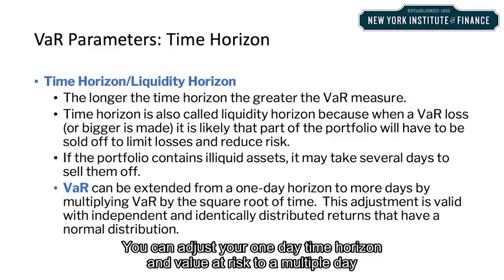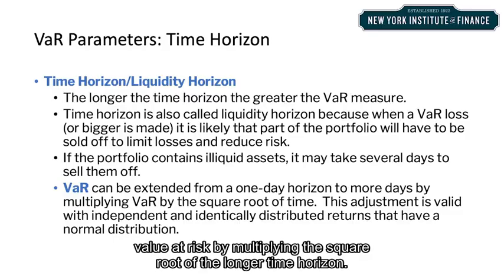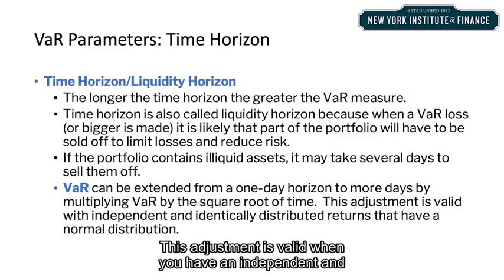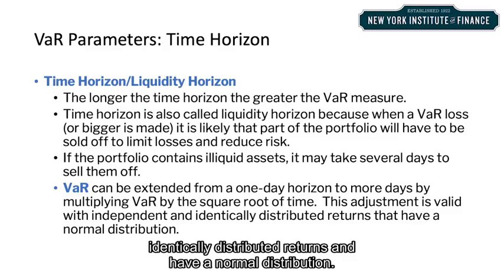You can adjust your one-day time horizon and value at risk to a multiple-day value at risk by multiplying by the square root of the longer time horizon. This adjustment is valid when you have independent and identically distributed returns and have a normal distribution.